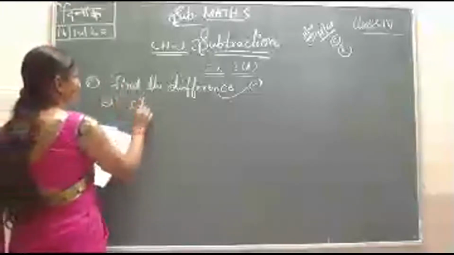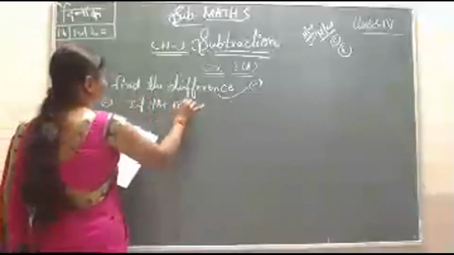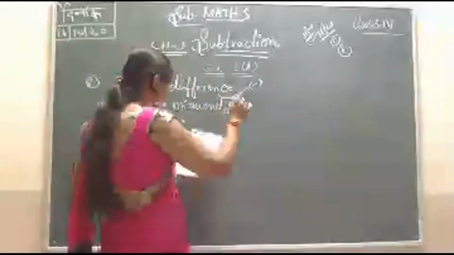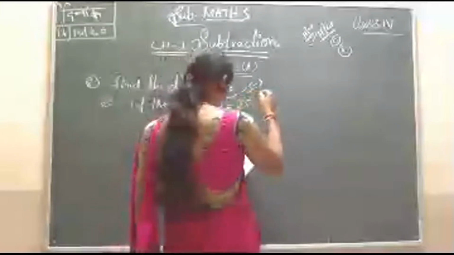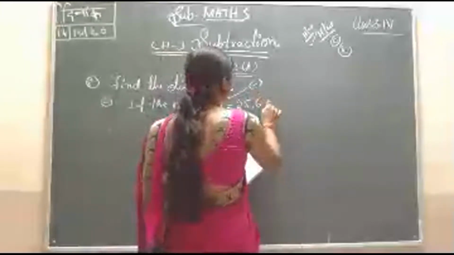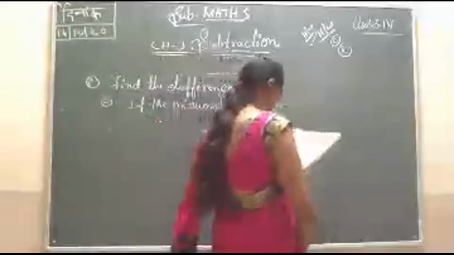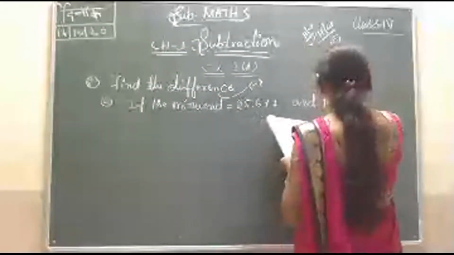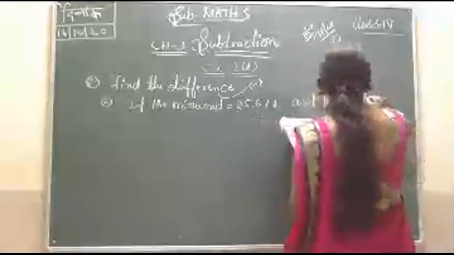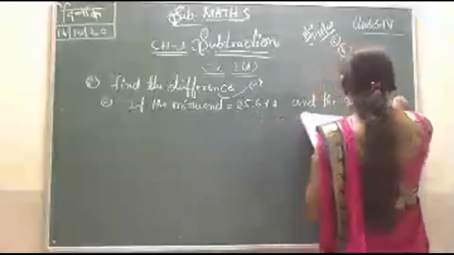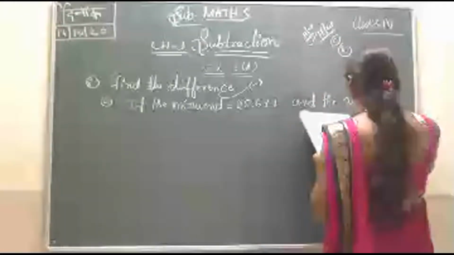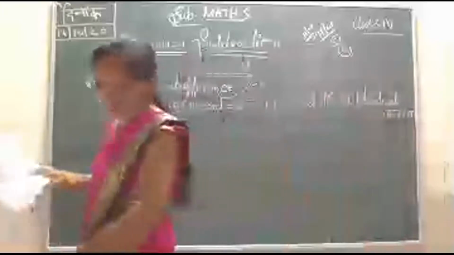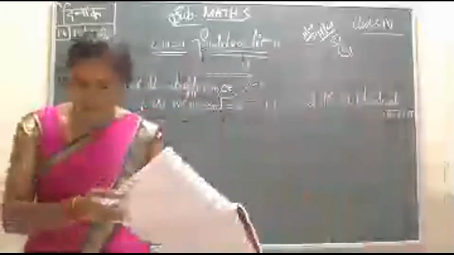You know, students, if the minuend, that is 25,677, and the subtrahend, what is the subtrahend? That is 12,790. Okay, students, can you observe that?